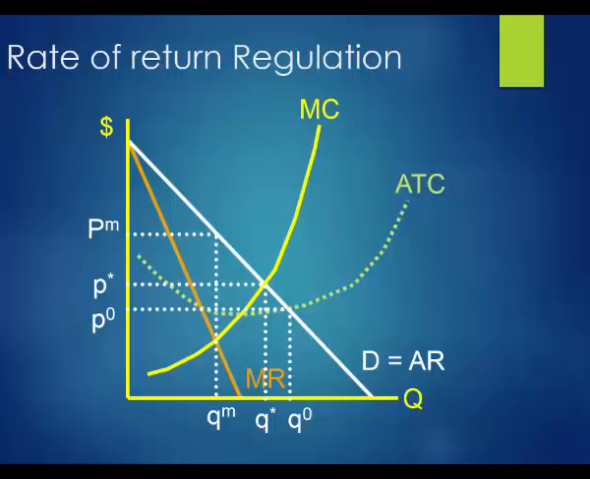Try to understand that, at P star and Q star, this particular monopolist here is making a profit, right? And they only lose money if we go out further than Q0. If we keep going out to the right, where the average total cost curve is above the average revenue curve, then the monopolist is going to lose money. But over on the left, where the average revenue curve is above the average total cost curve, the monopolist is going to have a positive profit.